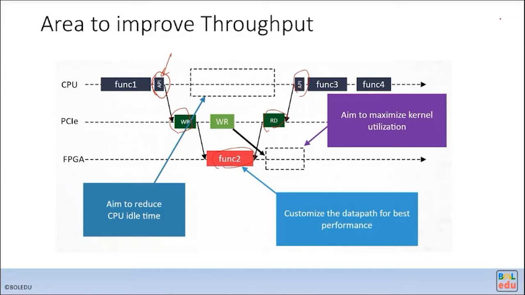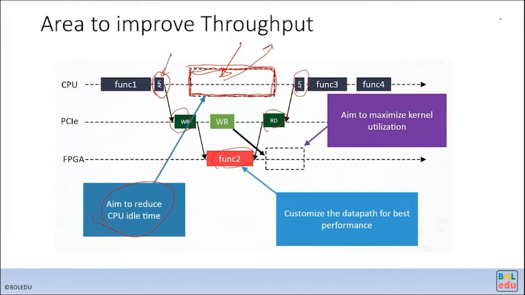And here there are three areas you have to optimize. First, you need to reduce the CPU idle time, because that's the flow of operation from function 1, function 2, and function 3. Once you move function 2 to the FPGA side, the CPU is free from the computation of function 2. So make sure you utilize this time slot, either fill in the pipeline operation or jump to another thread of operations. Don't make the CPU idle here.